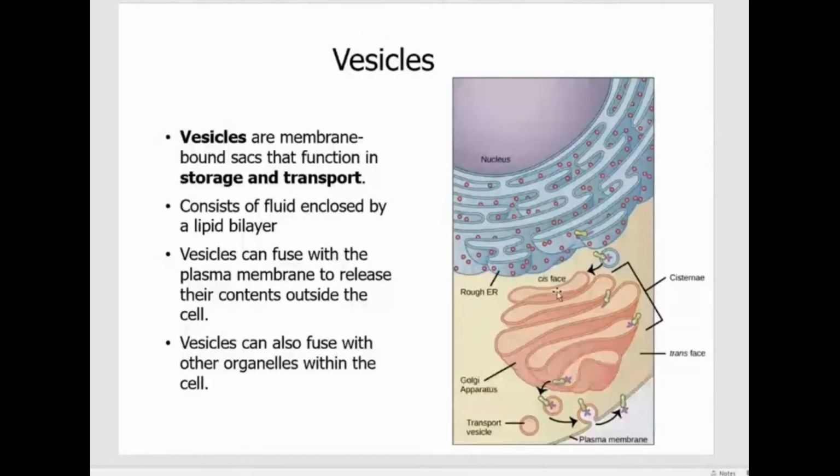Now the Golgi apparatus has directions. There is a cis face and then the other one is the trans face. The cis is the receiving end, like the receiving dock, the entrance. And the trans is more like the exit. This is where things are transported out of the Golgi apparatus. So: entrance, exit, cis, and trans.